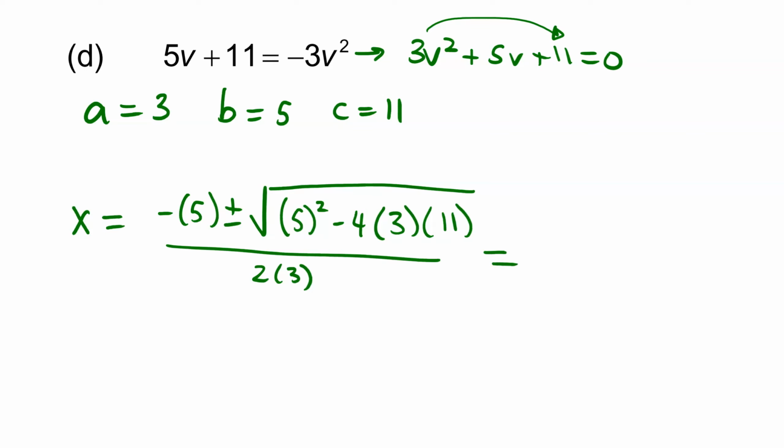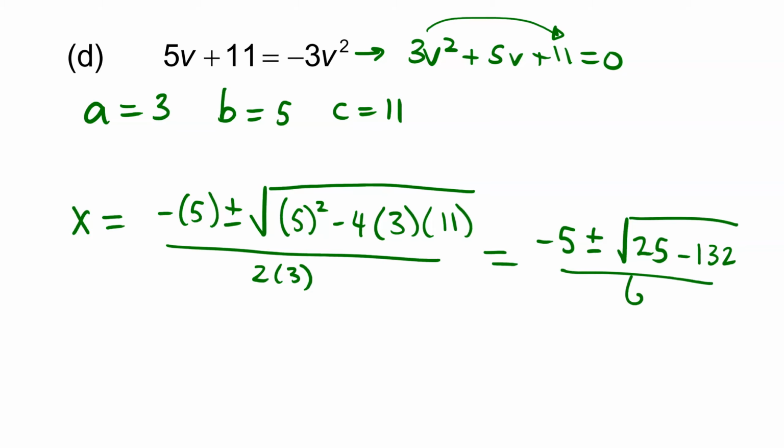All right, let's simplify a little bit. So I have negative 5 plus or minus 25. What is negative 4 times 3? Negative 12. What is negative 12 times 11? Negative 132. But 25 minus 132 is going to give me a negative number. Negative 5 plus or minus the square root of negative 107, over 6.